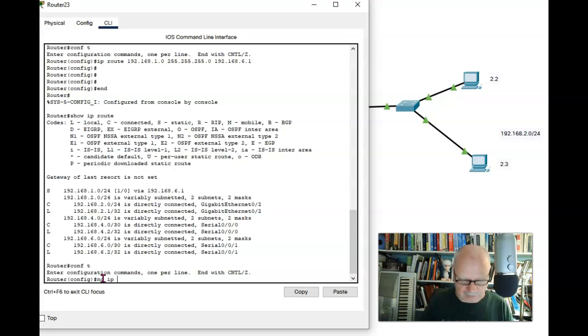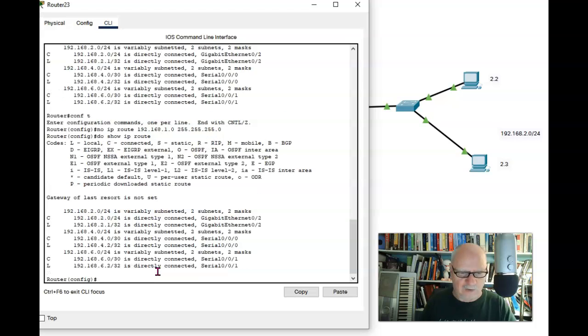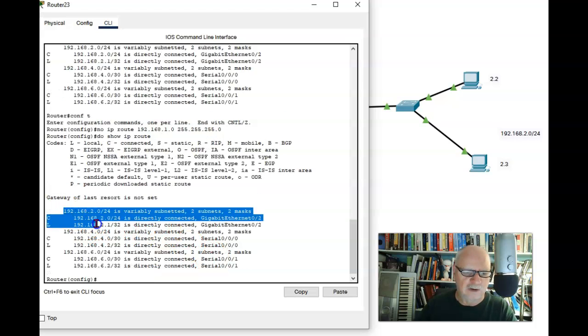No IP route 192.168.1.0 255.255.255.0. That static route is now gone. Let's check at least one of these and make sure. So I'm going to do a show IP route. And there's no static route left in here.